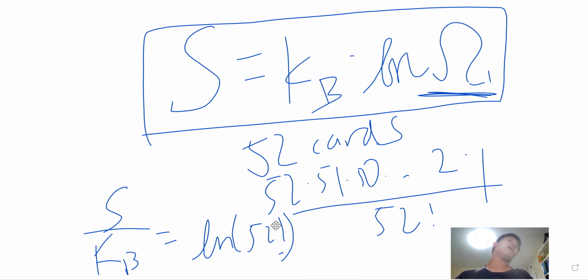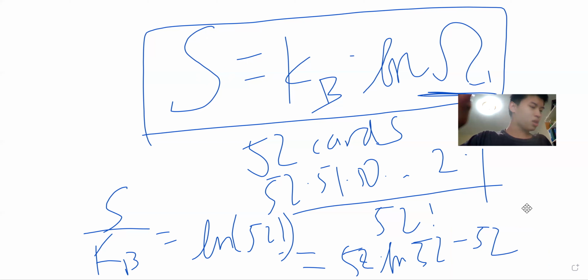And without Stirling's approximation, we have to calculate 52 factorial, which is a gigantic number, and take the natural log of that. But with Stirling's approximation, we can approximate it to be 52 times the natural log of 52 minus 52. And if we calculate that, we get 153.5.